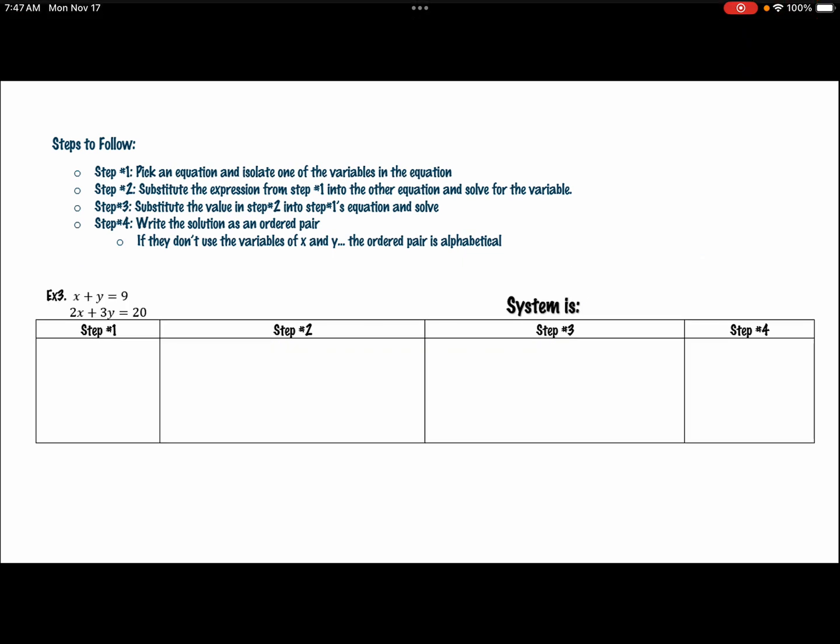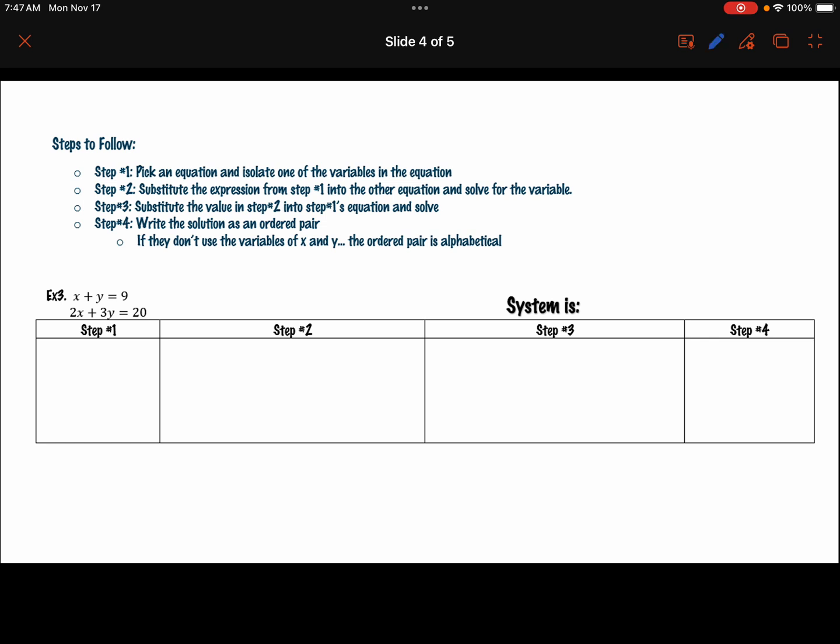All right, let's try the next one. So for step 1, it's not already done for us. So if it's not already done for us, we want to try to find the equation that if I were to isolate the variable, I would not have to deal with fractions, because we have proven time and time again that when something involves a fraction, we make silly computation mistakes. So I'm going to go ahead and go with this one. If I can't end up rewriting one of the equations and avoiding fractions, then the substitution method is probably not going to be the most time efficient.